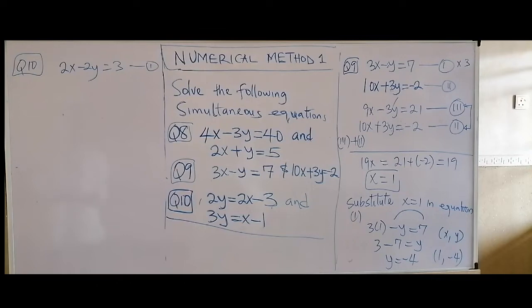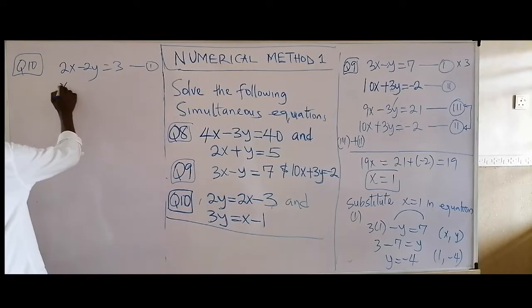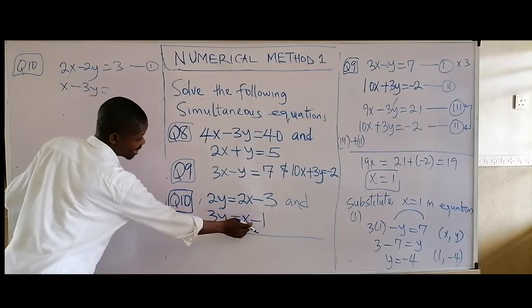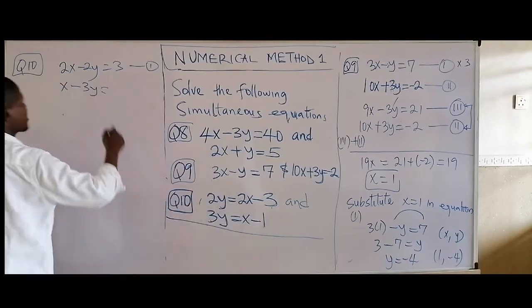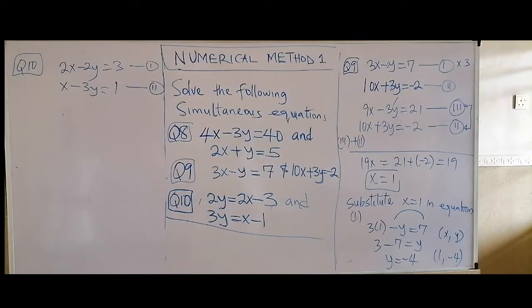Then the next thing to do is the same thing for the second equation. That will be x minus 3y. Move this 3y to the other side, and move this minus 1 to the left side. Equals 1. Equation 2. Okay? So that's what we have now. Then you can see the coefficient of x here is 2, and here is 1. Okay?